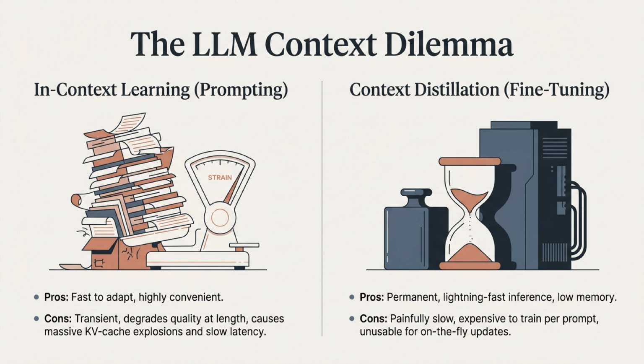your latency. The alternative is context distillation, or fine-tuning, which bakes the knowledge permanently into the model's parameters. This gives you lightning-fast inference with low memory usage. But there's a huge catch: it is painfully slow, very expensive to train per prompt, and completely unusable if you need on-the-fly updates.